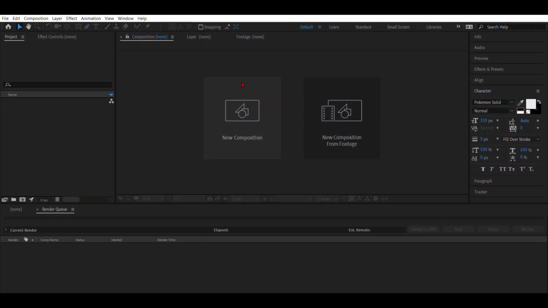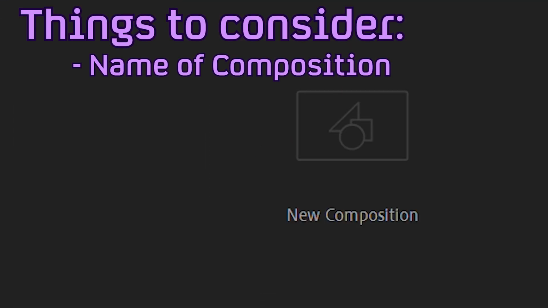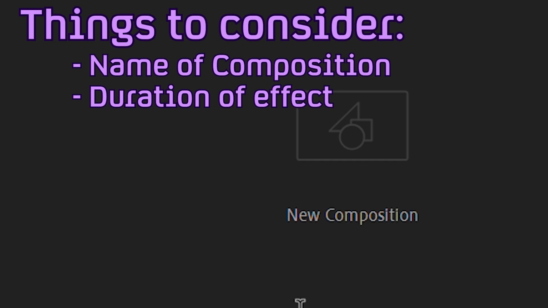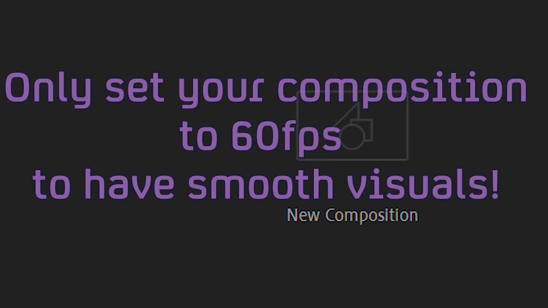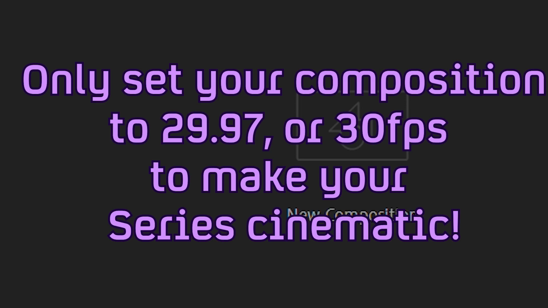To start, you must make a new composition. You need to name your composition of the effect you're doing and set the duration of how long the effect will last. The background color and frame rate are optional, but I suggest using 60 frames per second for smooth quality. But sometimes, if you want your series to be cinematic, go for 30 frames or 29.97 frames per second.